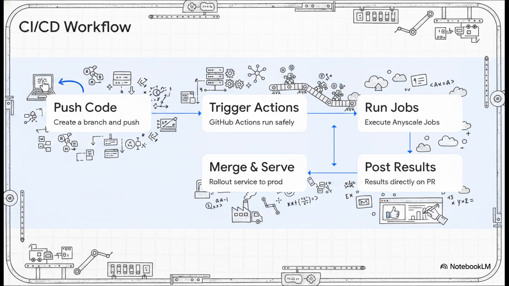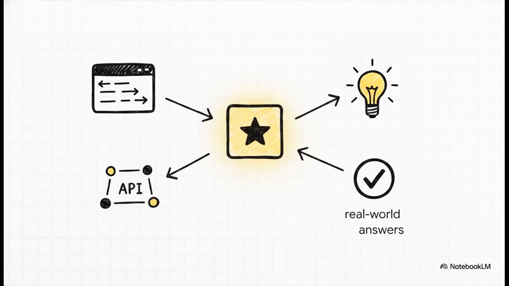Step 1, you simply push your new code to a separate branch. Step 2, boom, that safely triggers GitHub Actions. Step 3, GitHub Actions automatically runs your Anyscale jobs up in the cloud to train and evaluate that new model. Step 4, it literally posts the actual training results as a comment directly on your pull request. And if you love the results, you just hit Step 5, merge the PR, and the system automatically rolls out your brand new, upgraded service to production. No sweat.